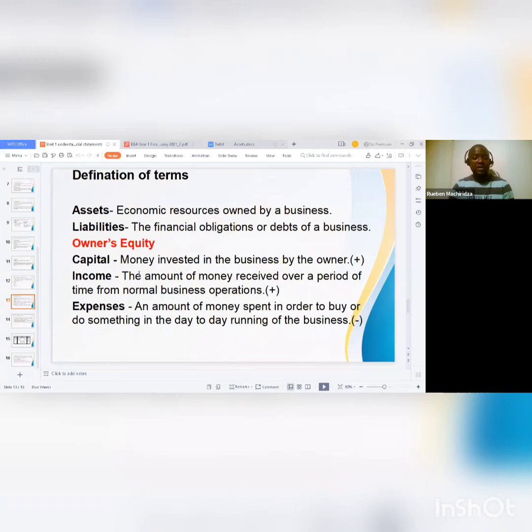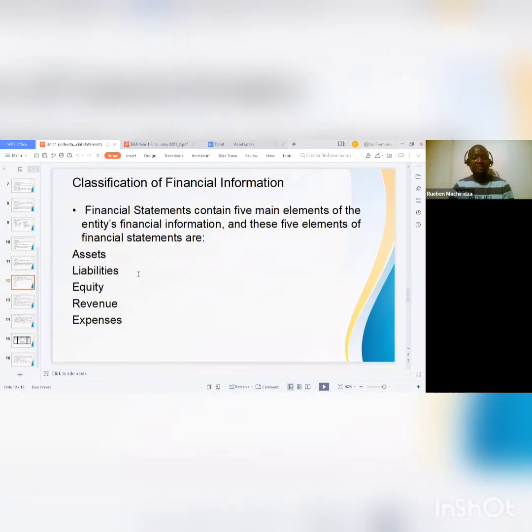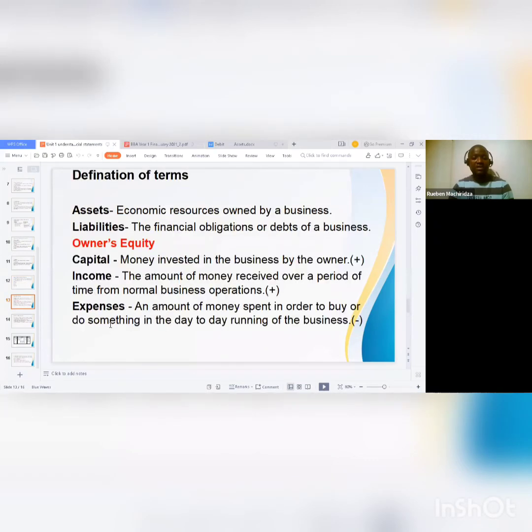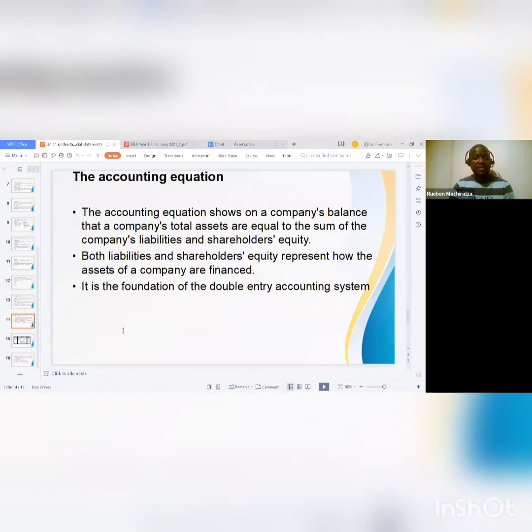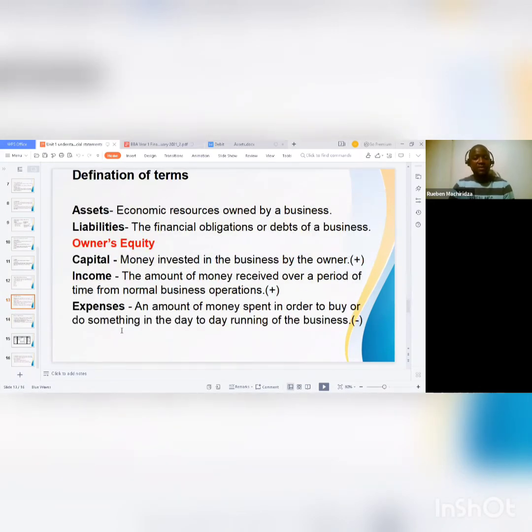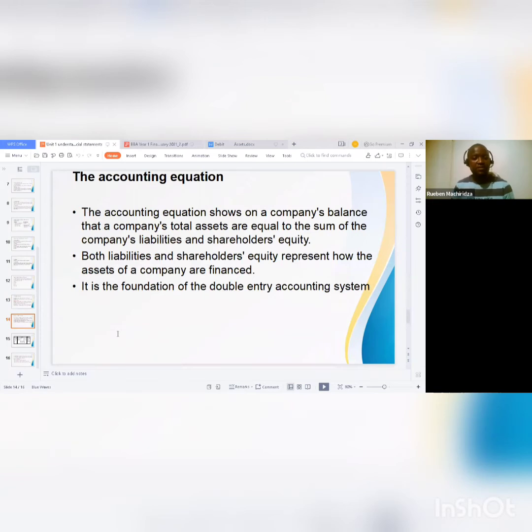So that's about the definition of the components of the financial statements, which you say are 5. We have defined them all. We have talked about their nature and anything that we need to know about them. So that's pretty much it about the elements of the financial statements, and we need to know this from the back of our hands. And then we want to move to the accounting equation.